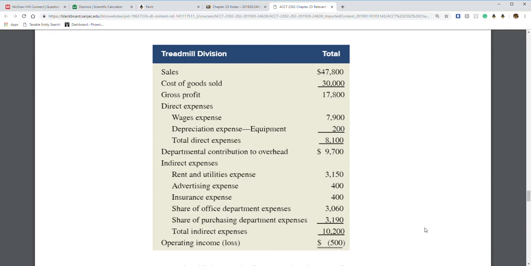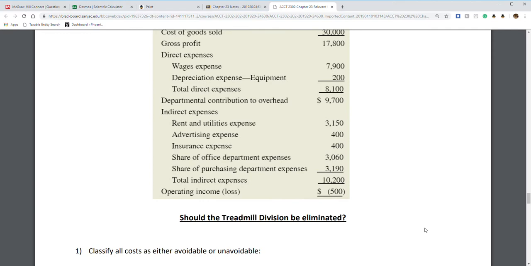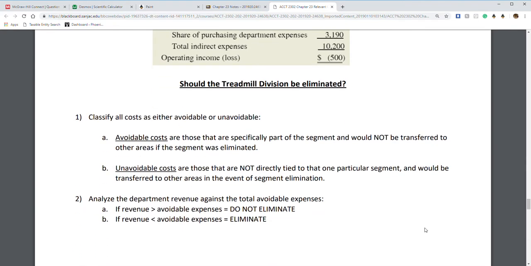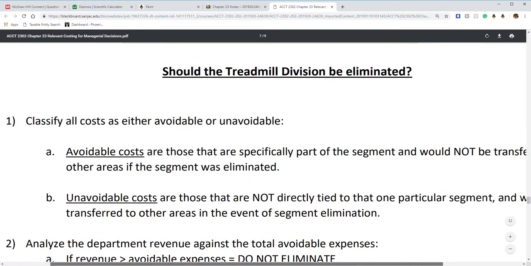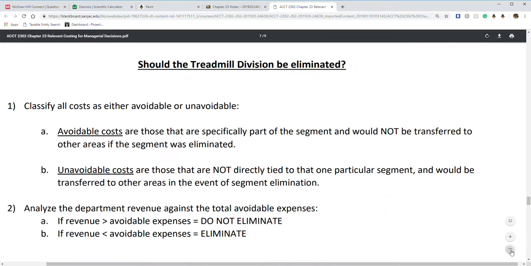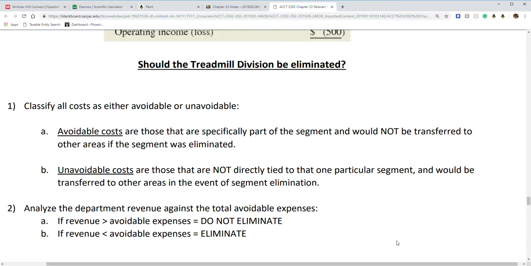So we gotta look at this and we'll go look at the big picture. We're going to have to separate out stuff, and this is going to be separating out in two different things. Again, let me zoom in so you can see. A bit too close. So, we classify all costs as either avoidable or unavoidable.